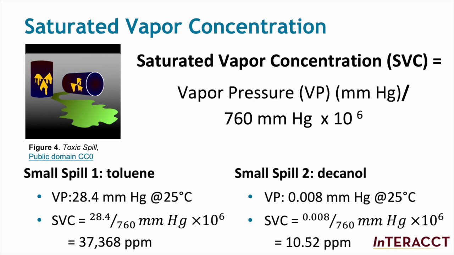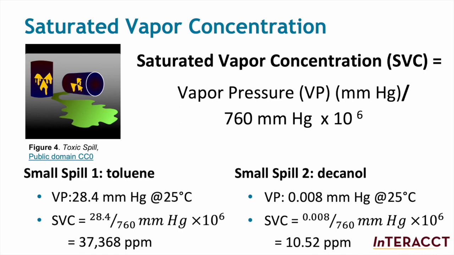Imagine a small container stored inside a cabinet spills. In the first example, the liquid in the container is toluene. Toluene has a vapor pressure at room temperature of 28.4 millimeters of mercury and is classified as a volatile chemical. If the chemical evaporated such that the cabinet concentration reached equilibrium, the saturated vapor concentration would be, worst case, 37,368 parts per million. This would be concerning not only from a health hazard perspective, as it exceeds the occupational exposure limit by a factor of 1,500, but also as a flammability risk.